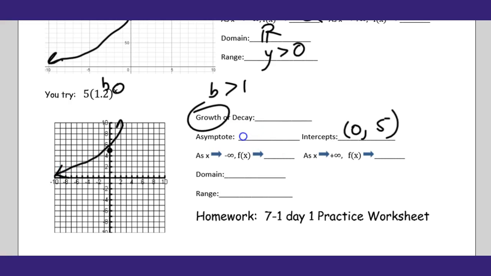All right. Asymptote. As x goes to the left, the function goes down to 0. And as x goes to the right, the function goes up to positive infinity. The domain is all real numbers. And the range is going to be y is greater than 0. Remember, it can't go past the asymptote.